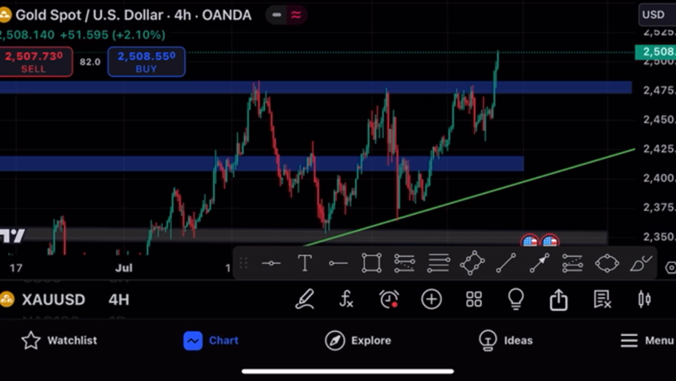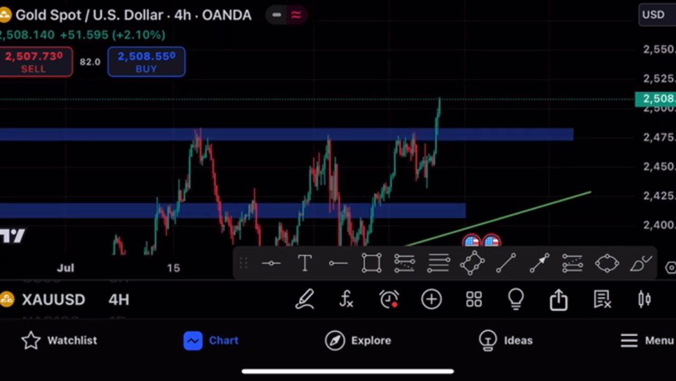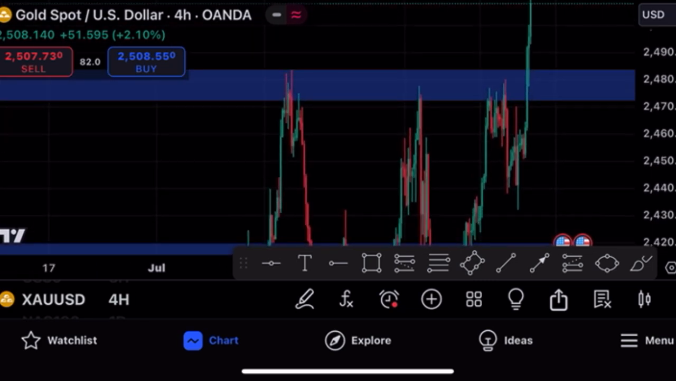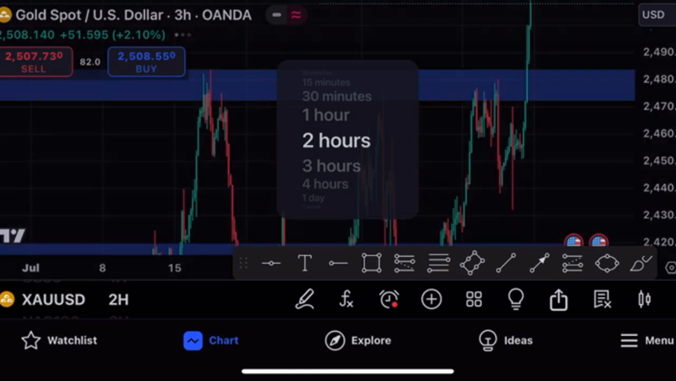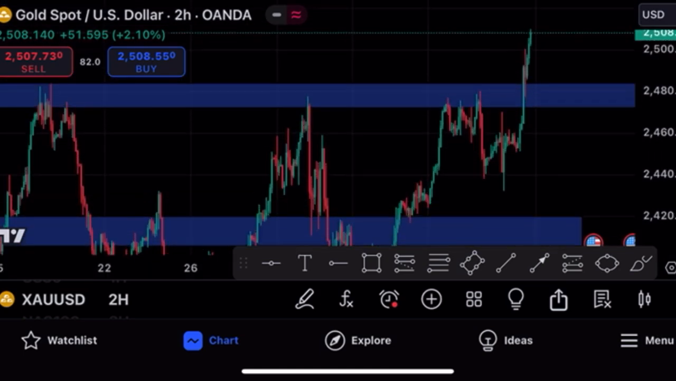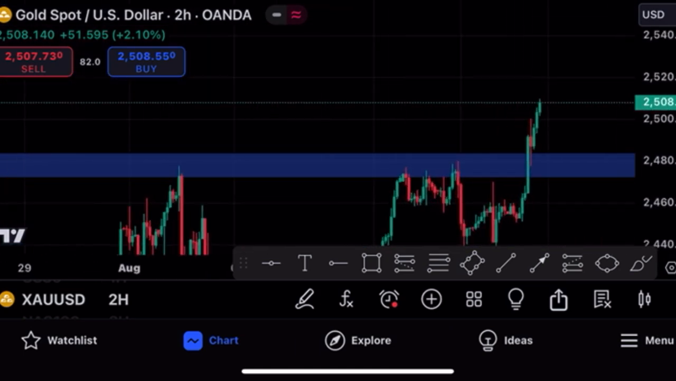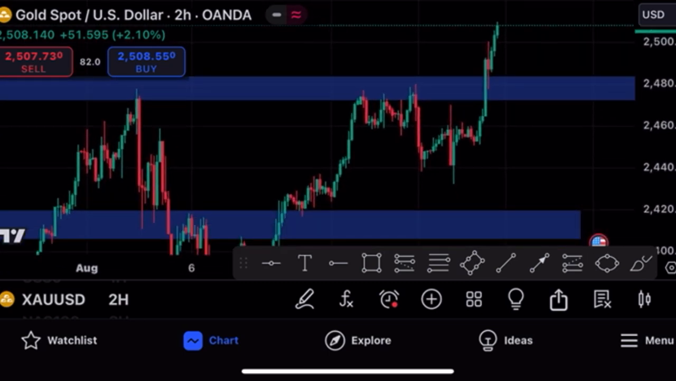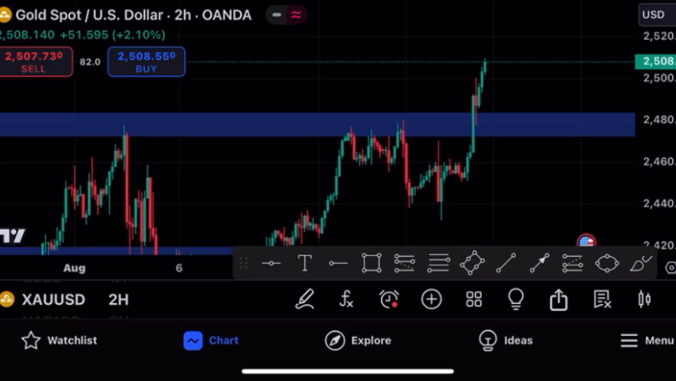So now that I see my bias is that we're bullish, I'm going to scroll down to the 2-hour time frame so that I can see what the price has done. If we look at the 2-hour time frame, it was coming up, it came up to this 24.80 level. It retraced, tested back at 24.40, and then it shot right back up because we never broke the lows of 24.20. And we shot up right past 24.80.